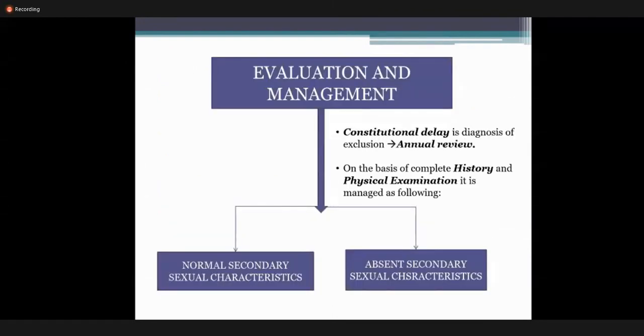Now, after this long, difficult definition and classification of primary amenorrhea, we'll come over to evaluation and management. How to evaluate? First of all, establish the diagnosis. If there may be a constitutional delay, the first thing that you're going to do is a history and physical examination. First of all, see if the secondary sexual characteristics are developed or absent. This is the first thing which you're going to see in a woman with primary amenorrhea.